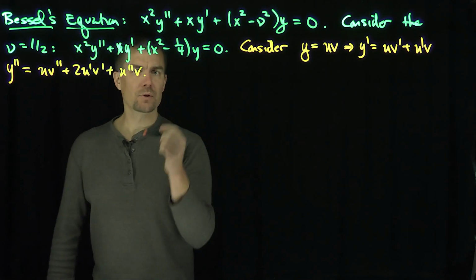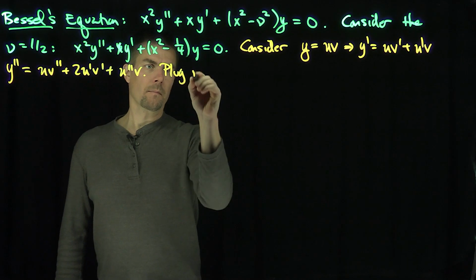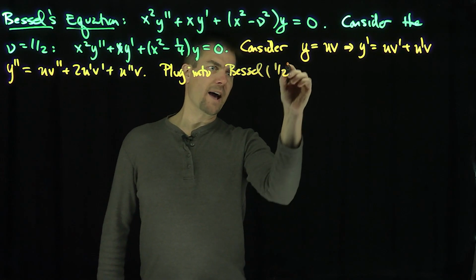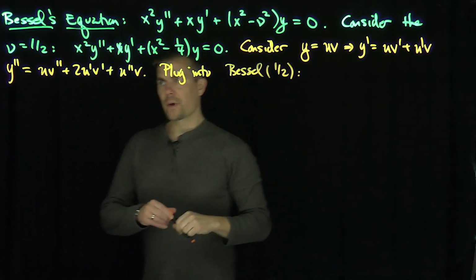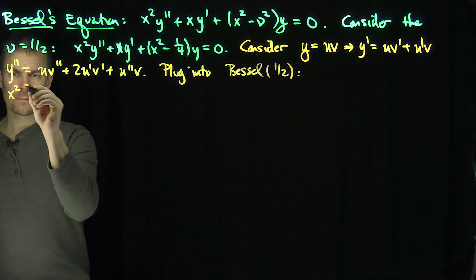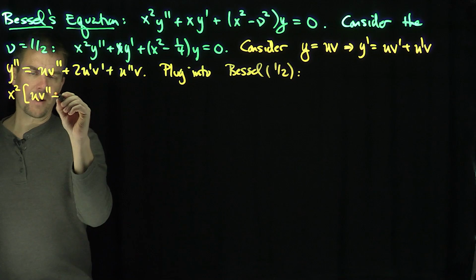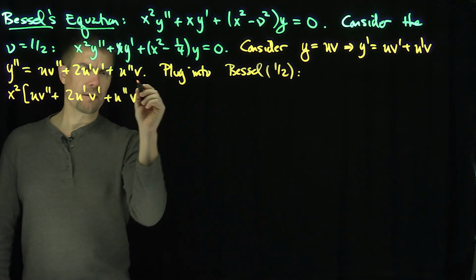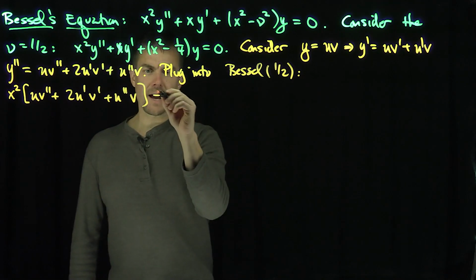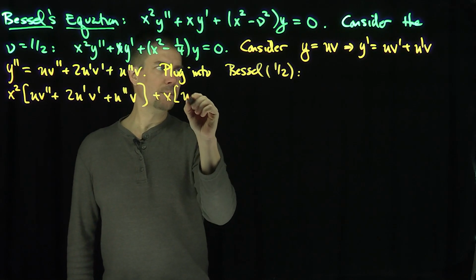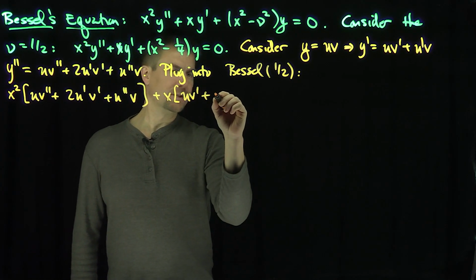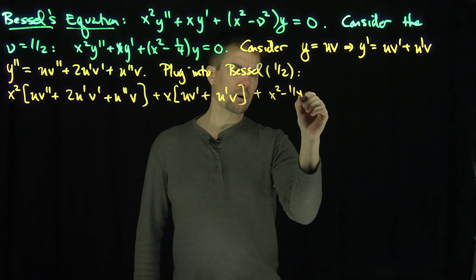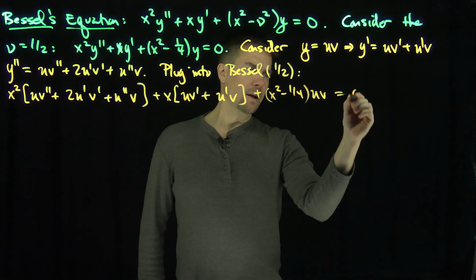Now we plug in, okay? So plug in. We can write this as the Bessel equation of order 1/2. And what will we have? We're going to have an x squared times (u v double prime plus 2 u prime v prime plus u double prime v), and then plus x times (u v prime plus u prime v), great. And then (x squared minus 1/4) times u v is equal to 0.